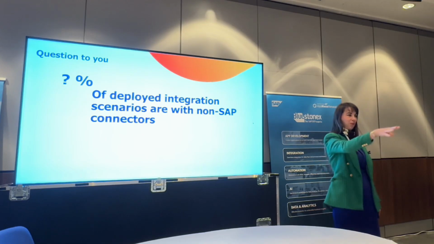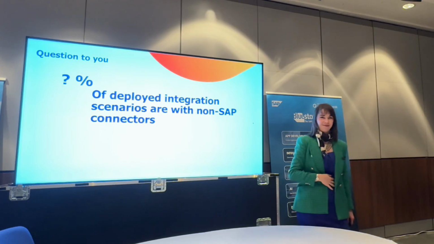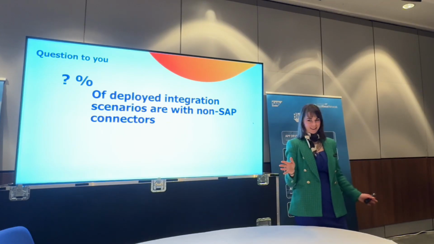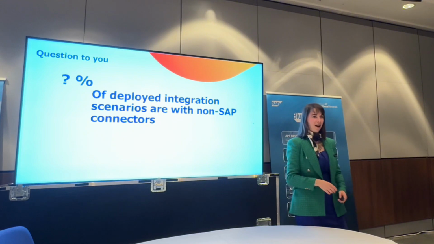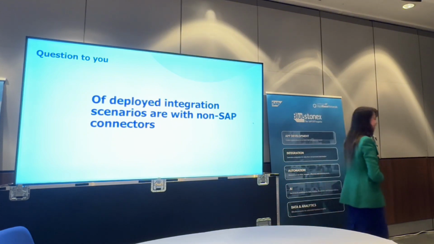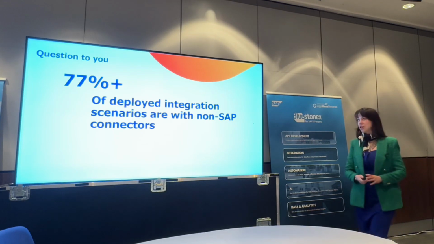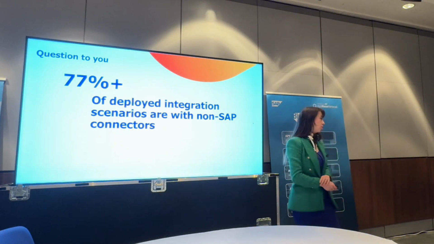30%. 30%. What else? Are we going higher? Are we going lower? 60. What else? Higher? Lower? 75. Woo! You're getting close. It is 77 and plus. So integration scenarios are with non-SAP connectors.